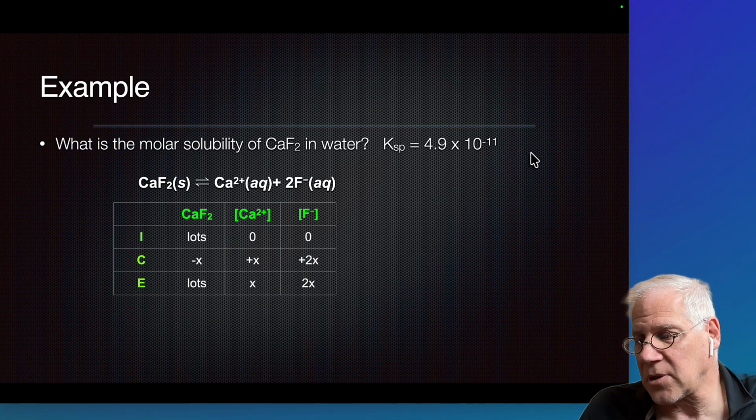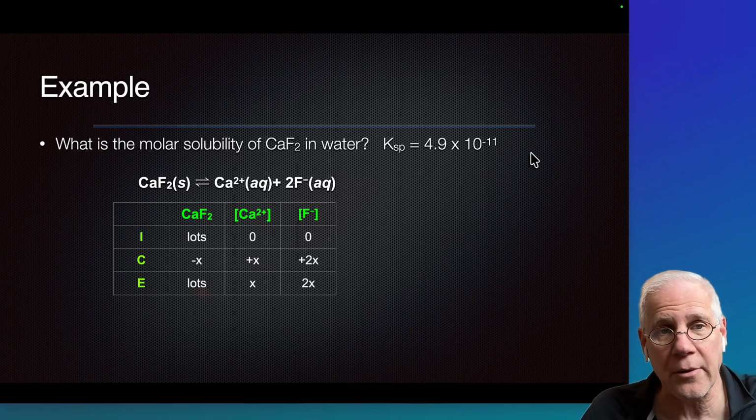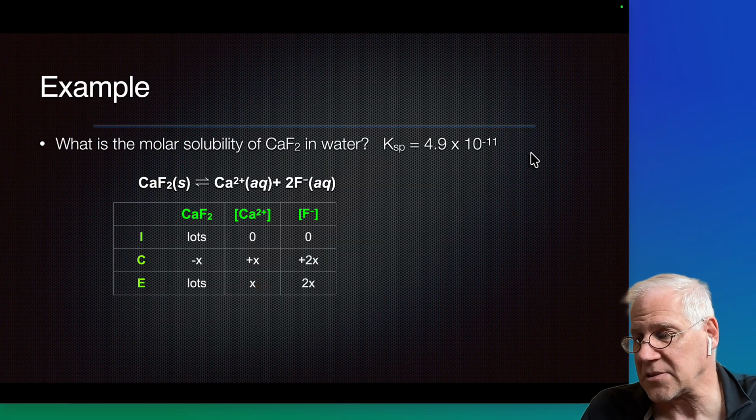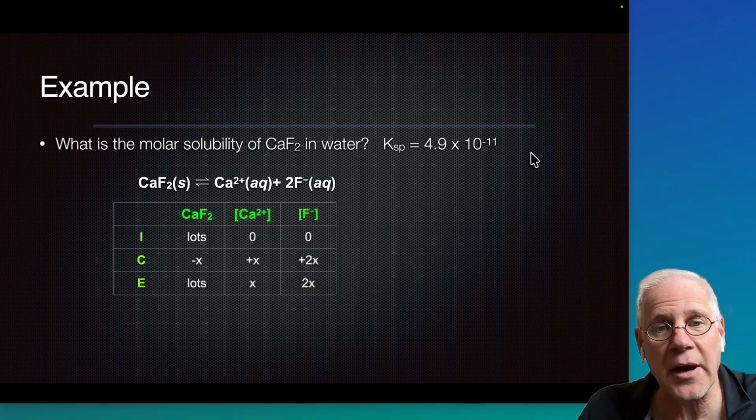When I add all these up, lots minus X is really tiny. I still have lots of solid left. I don't care how much solid is in there. I'm going to have X amount of the calcium because it's just 0 plus X. And my fluoride is going to be 0 plus 2X, so I have 2X for my fluoride concentration.